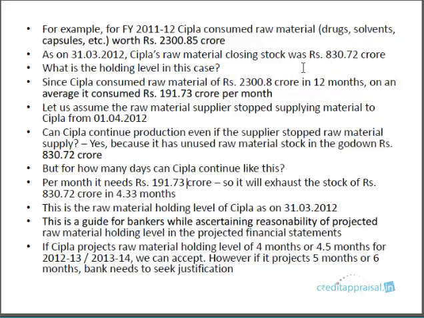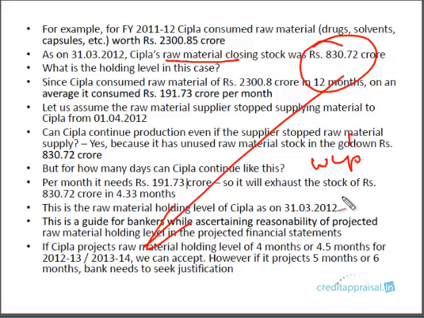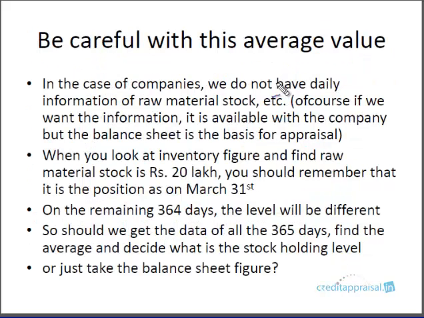So they convert every absolute value in the balance sheet into holding level in months. This we saw in the example of raw material. Same is done for work in progress, finished goods, debtors, creditors, everything in the balance sheet. This is the basic process, right? Now one thing you have to be very careful about is this average value on the balance sheet date, that is 31st March.